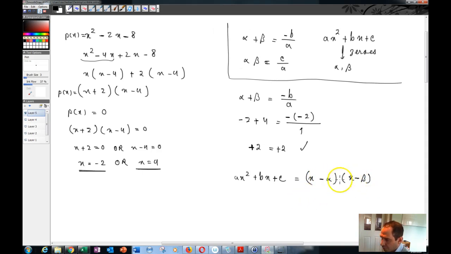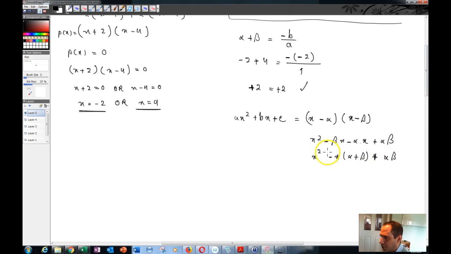Okay, so then if you multiply these together, you'll get x squared minus beta x minus alpha x plus alpha beta, and that would be equal to x squared minus x times alpha plus beta plus alpha beta. And you see that you will get some polynomial here in terms of the zeros of the polynomial, which is this one over here. So what I have here is ax squared plus bx plus c is equal to x squared minus alpha plus beta times x plus alpha beta.